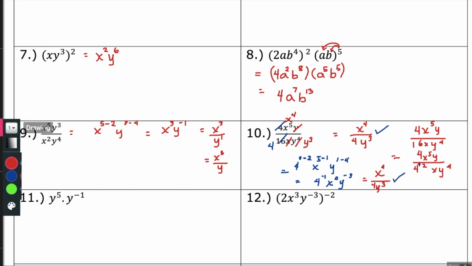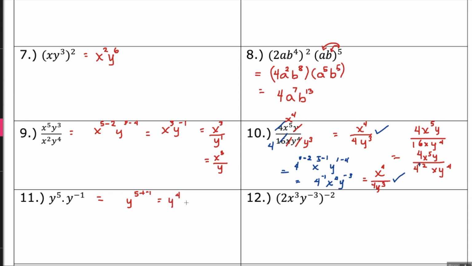Okay, now let's proceed to number 11. y to the 5th times y raised to the negative 1 is what? So you can just add them up because it's multiplication. y to the 5 plus negative 1 is basically y to the 4th.